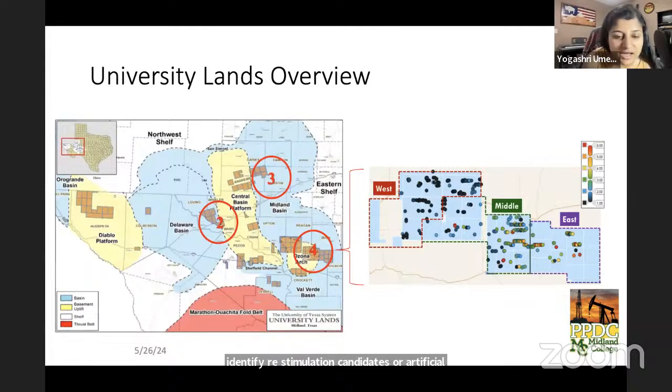These are the areas that were located in university lands, areas 2, 3, and 4. 2 is the Delaware Basin, 3 is the Northern Midland Basin, and 4 is the Southern Midland Basin. You'll notice that area 4 is a geologically diverse area based on GORs, where the western part has a lower GOR and the eastern part has higher GORs.